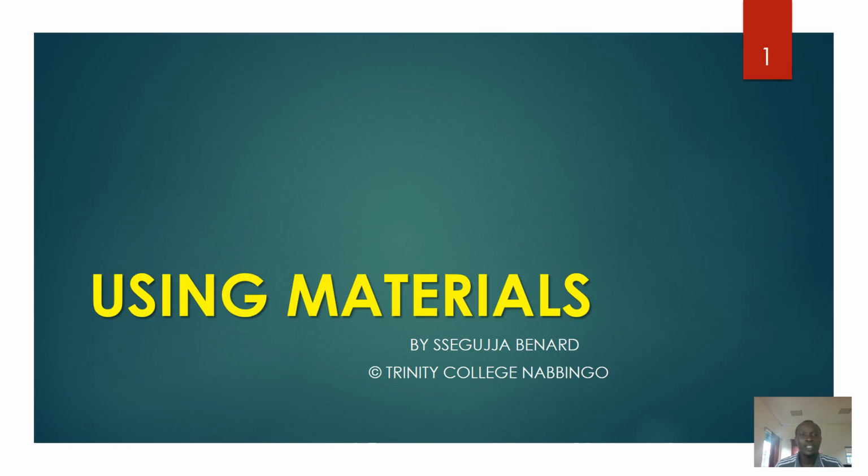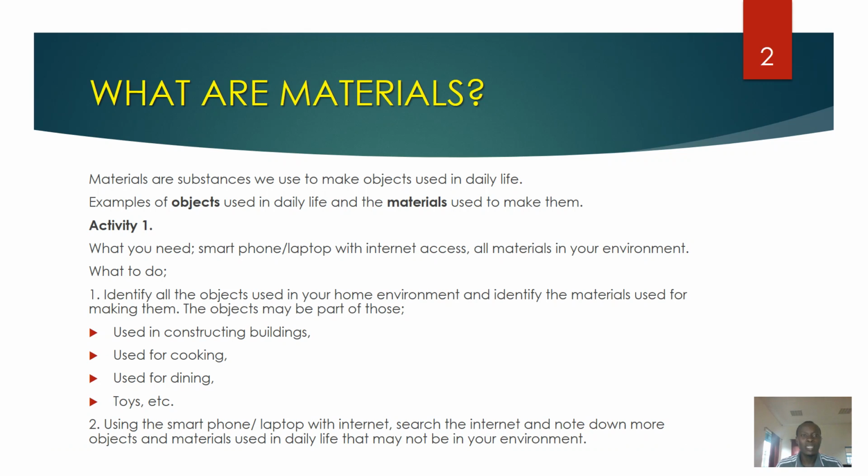I've come here to teach you using materials. This was our last topic before we went for the COVID holiday. What are materials? Materials are substances we use to make objects used in daily life. For example, we use cotton as a material for making clothes. We use plastic as a material for making plates and cups. We use ceramic as a material for making, again, plates and cups, etc.